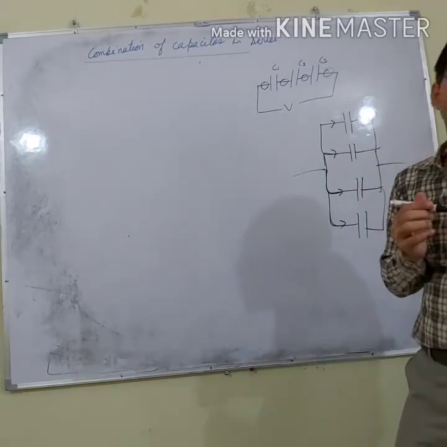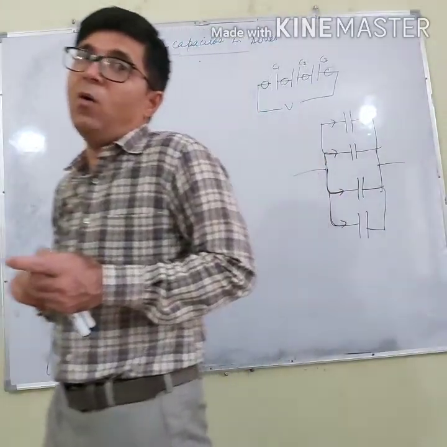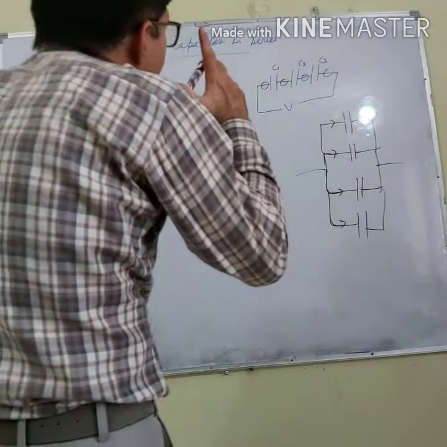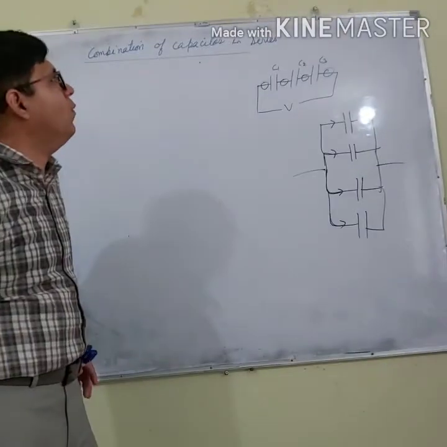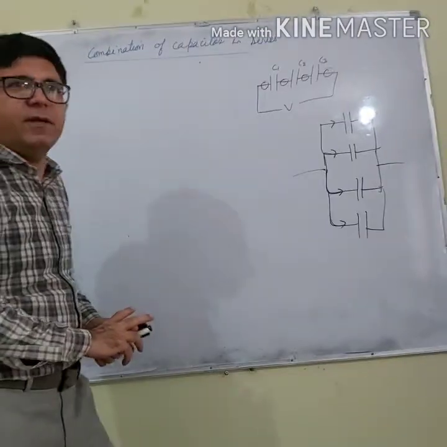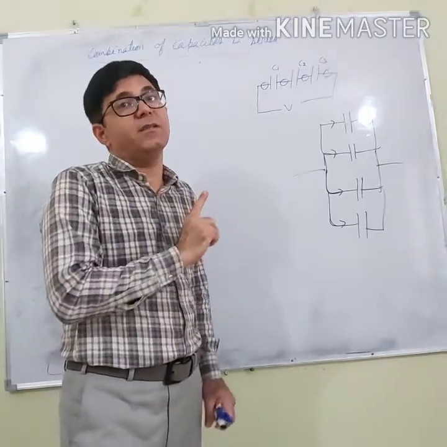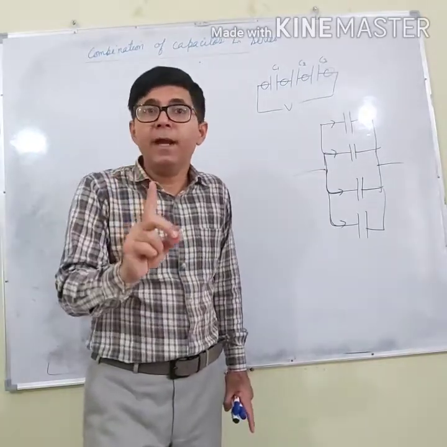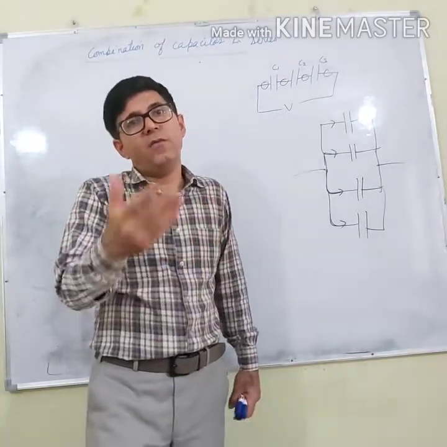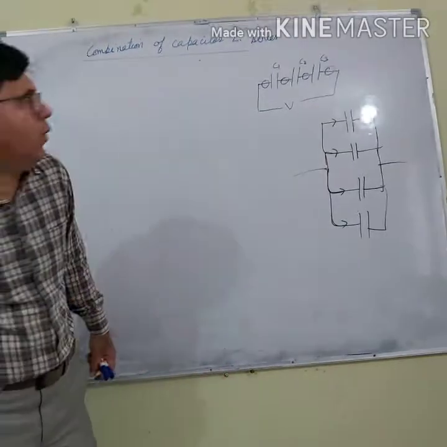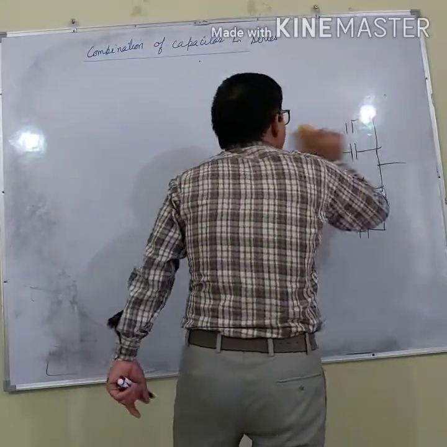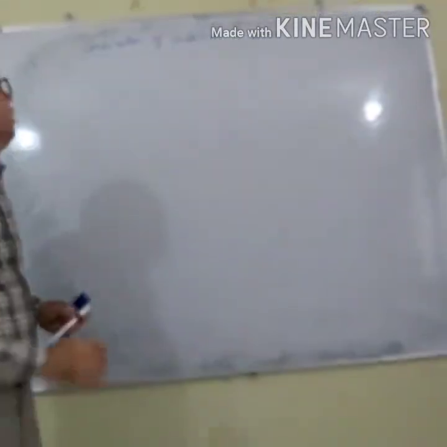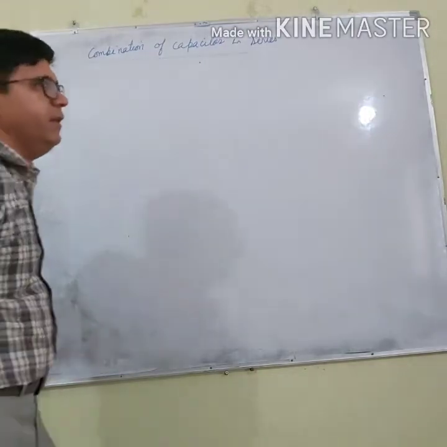What is series combination? Series combination is the combination of capacitors in which there is only a single path for the flow of charge. So how can I define the series combination? Series combination is the combination in which there is only one path for the flow of charge. So let us discuss this. Let me tell it in detail. Combination of capacitors in series.